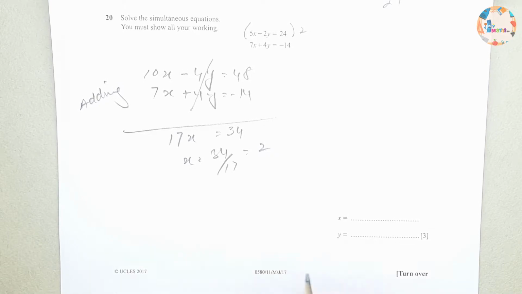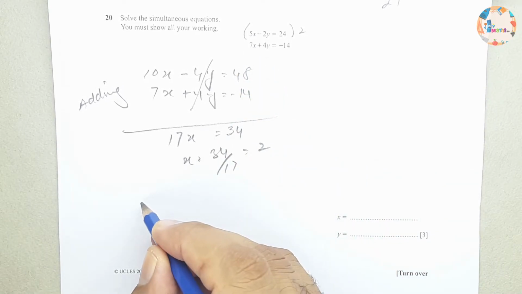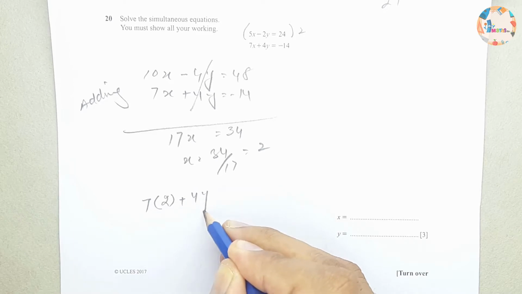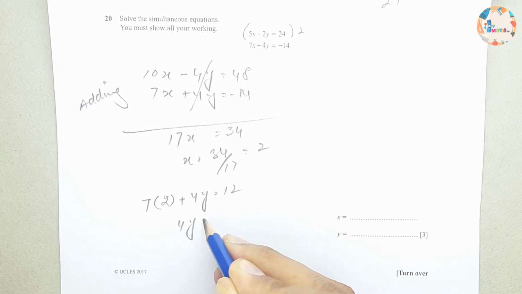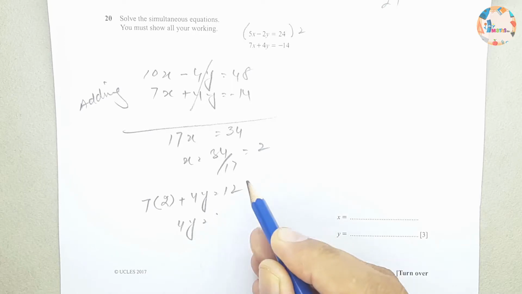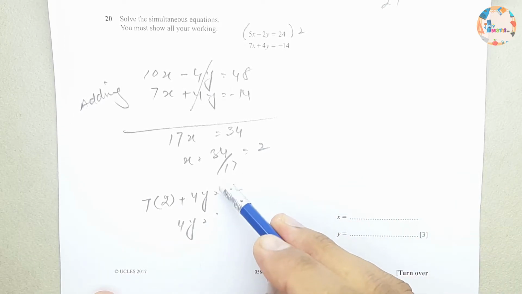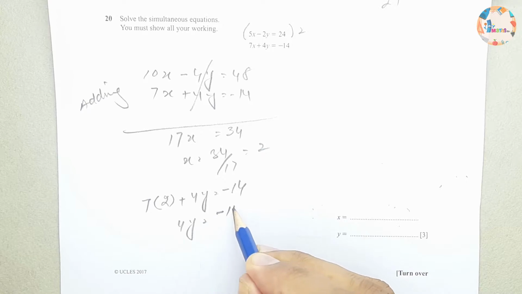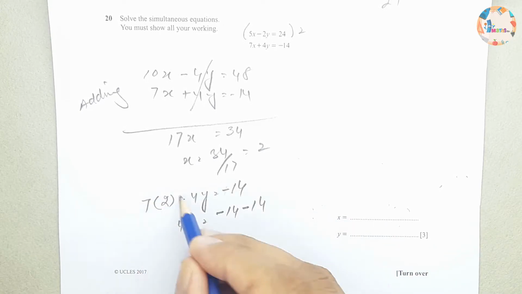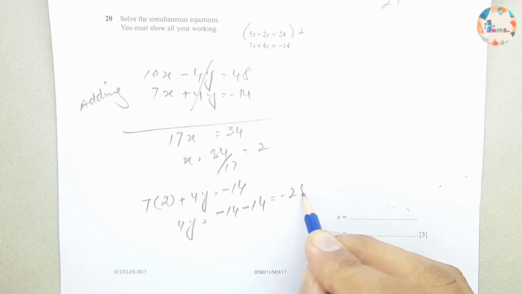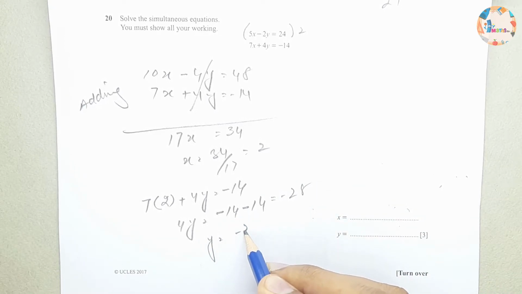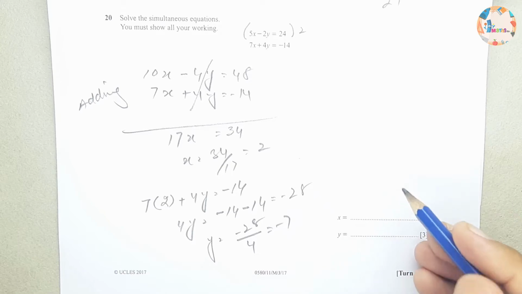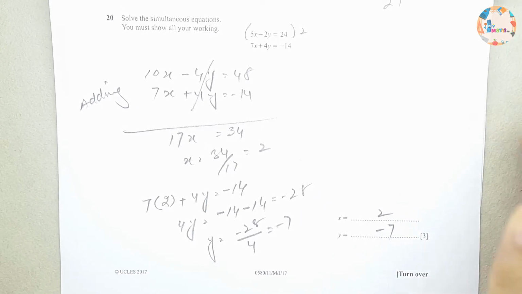Now we have to find the y value. We can replace in any of these two original equations. I'll replace in the second equation. So 7 into the x value, which is 2, plus 4y is equal to, it's not 12 basically, this is minus 14. So 14 plus 4y is equal to minus 14. This 14 we will shift to the other side, so this will be equal to minus 28. So y will be equal to minus 28 over 4, and this will be equal to minus 7. So our answer will be 2 and minus 7.